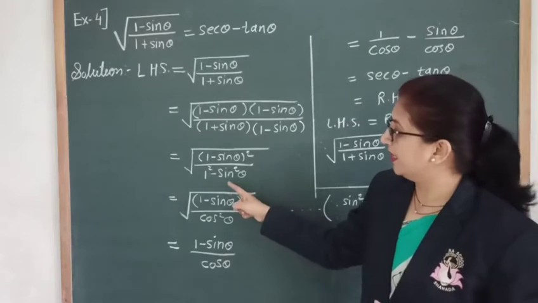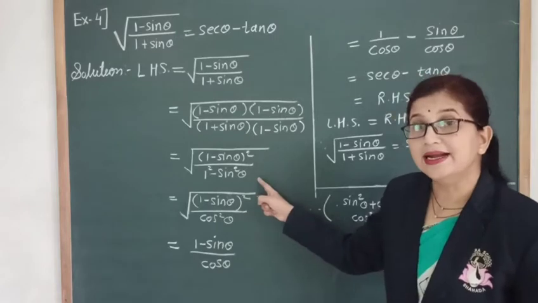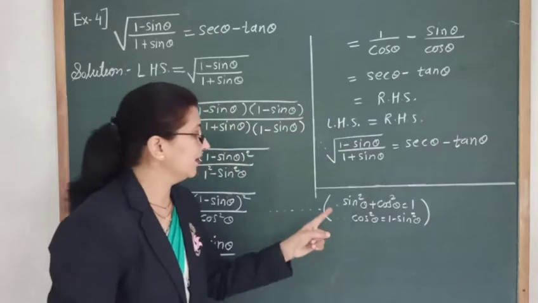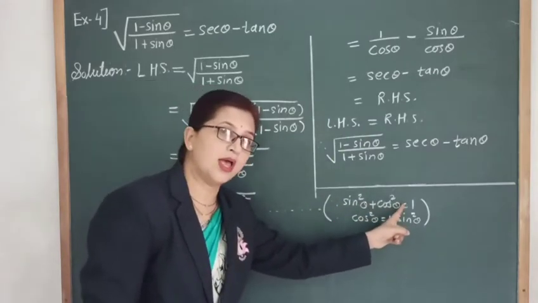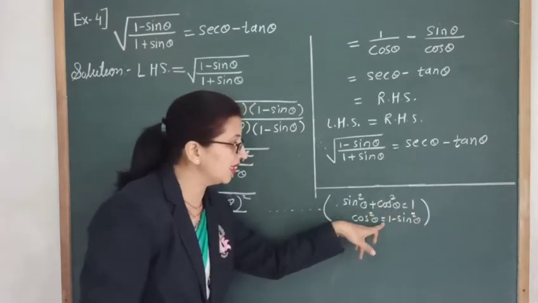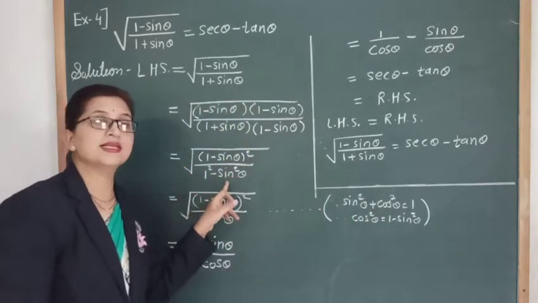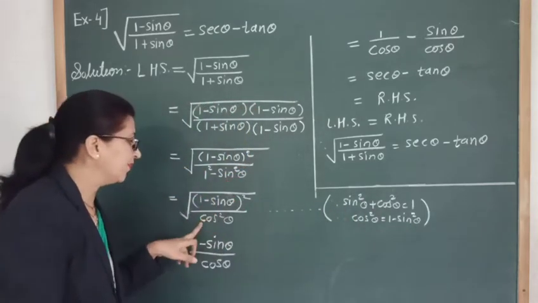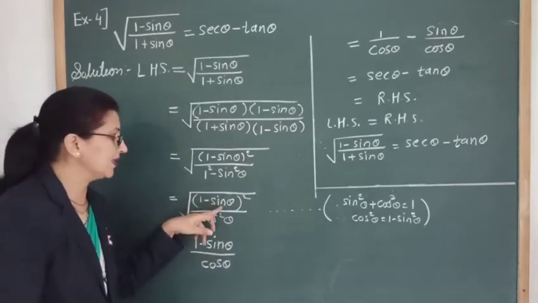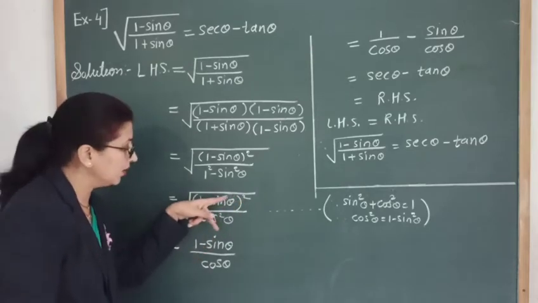While in the denominator, this 1 minus sine square theta gets replaced by cos square theta, because here we know that sine square theta plus cos square theta is equal to 1. So let's take this sine square theta to the RHS. So we will get cos square theta is equal to 1 minus sine square theta. It means that this 1 minus sine square theta is nothing but cos square theta. Okay. So in this way we got here 1 minus sine theta bracket square upon cos square theta.